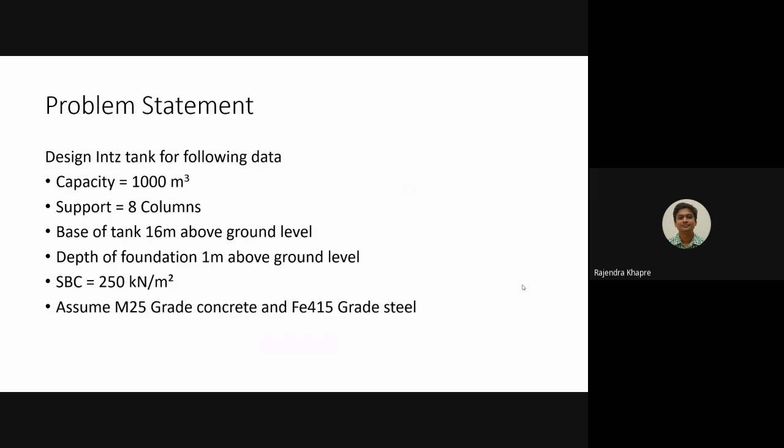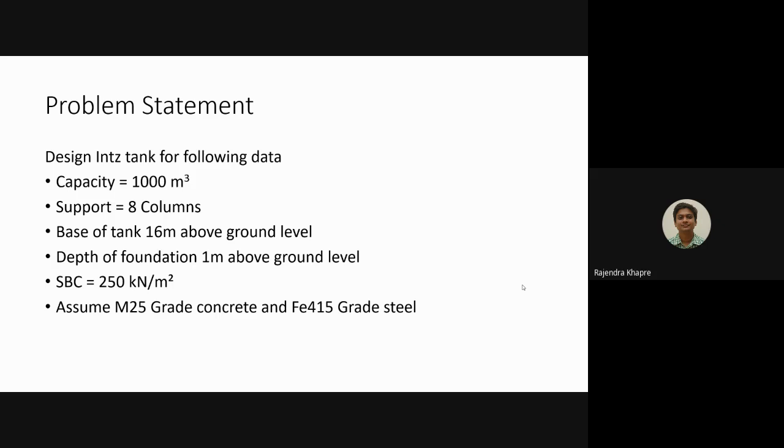So now for the design purpose, the capacity of the Intz water tank is given to you. So basically we have to design the Intz water tank for a capacity of 1000 meter cube. So it should hold water having a volume of 1000 meter cube. As far as the support system is concerned, 8 columns we have to provide to support this entire container. And this entire container is supposed to be elevated, because if the height is more, then the pressure will be more, isn't it?